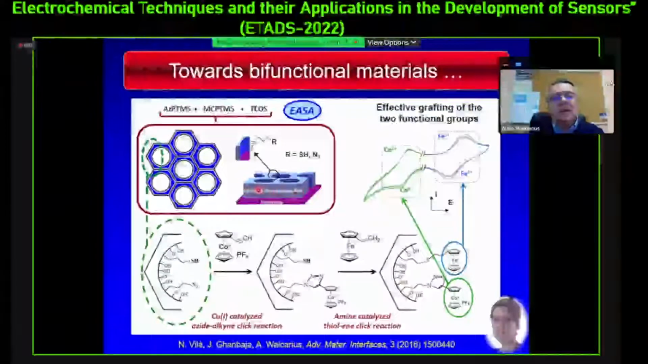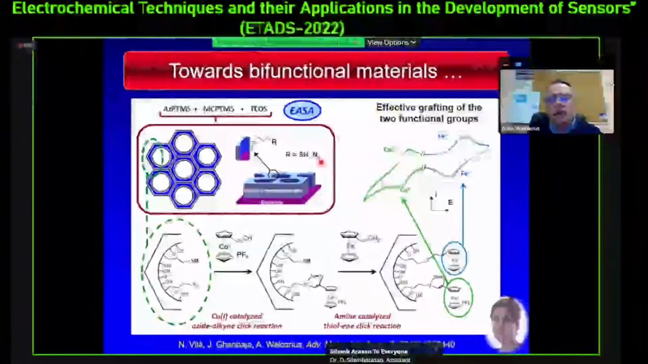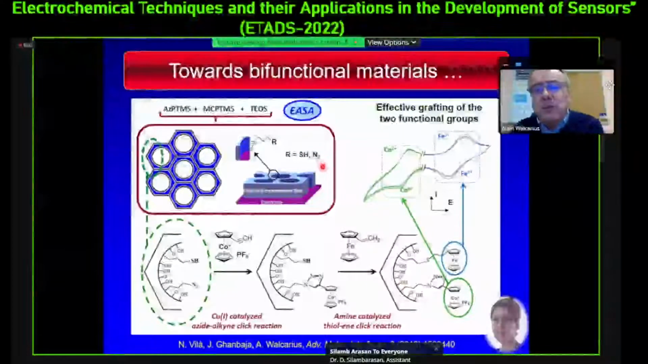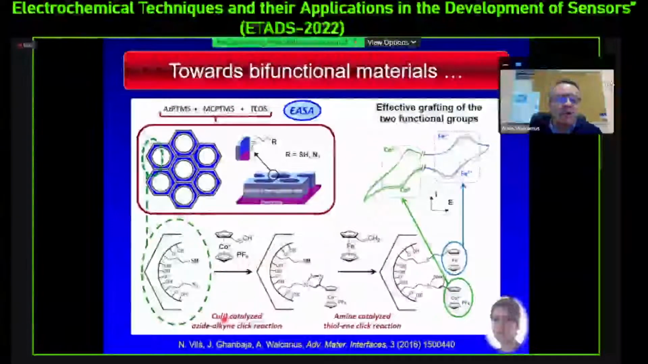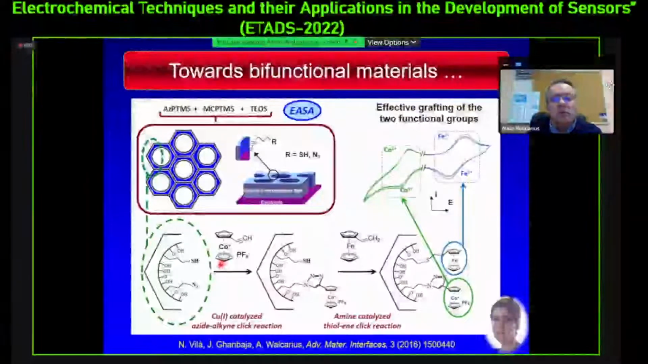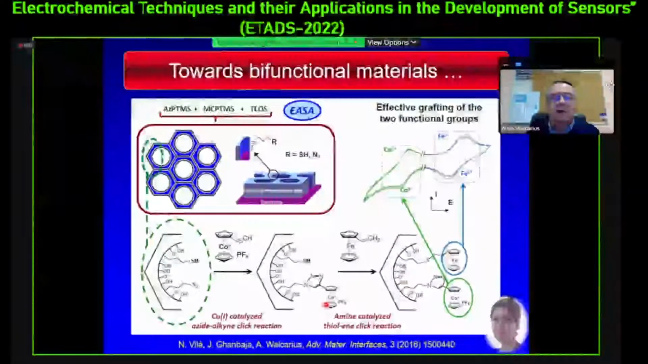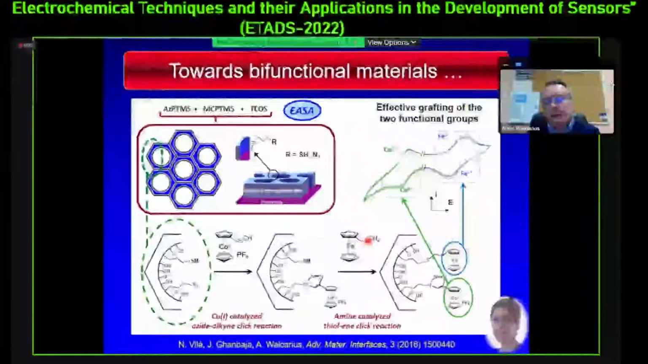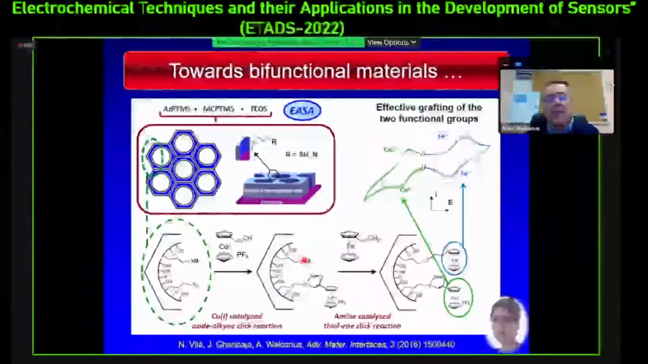In that case, we obtain a thin film bearing a mixture of thiol and azide. And these two groups are likely to be exploited in two different click reactions. The first one is the classical Huisgen reaction, the copper catalyzed azide alkyne click reaction. We saw that for incorporating the cobalt-osmium group. And then we could also exploit the thiol-ene click reaction, which is catalyzed by amine, to incorporate ferrocene group via the reaction of an alkene with the thiol group.